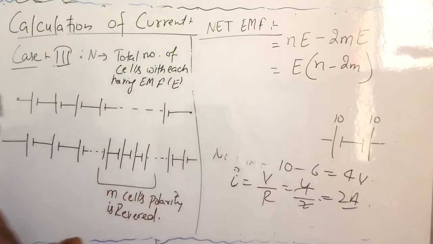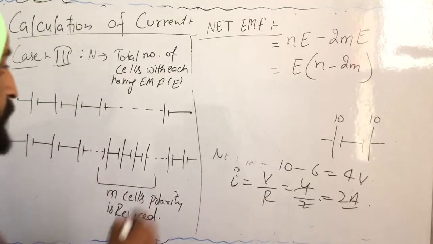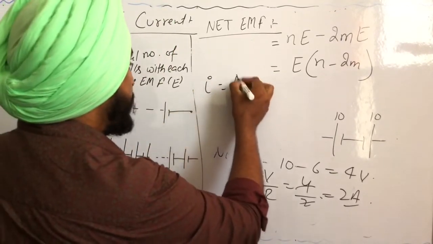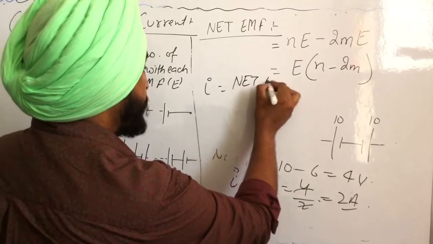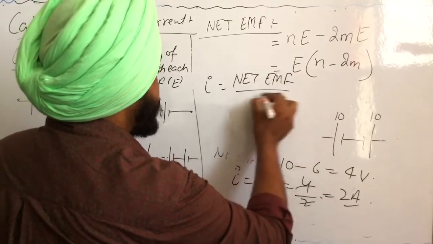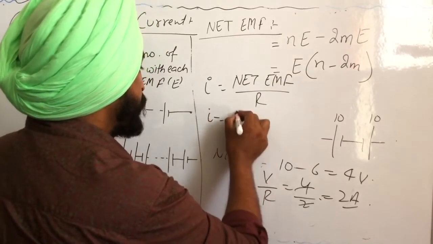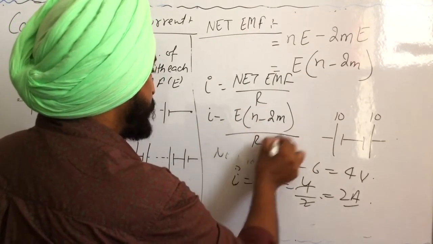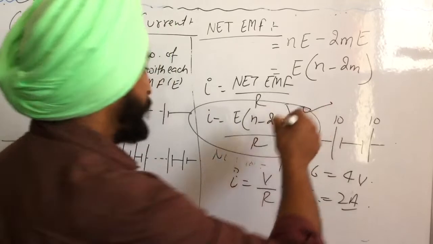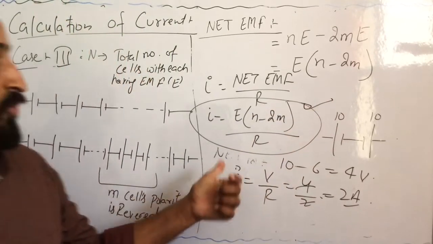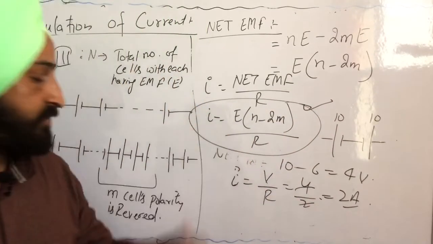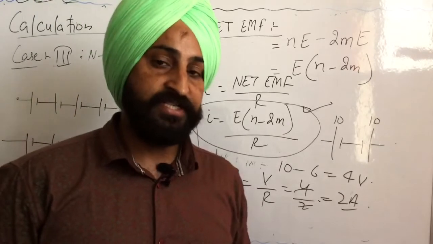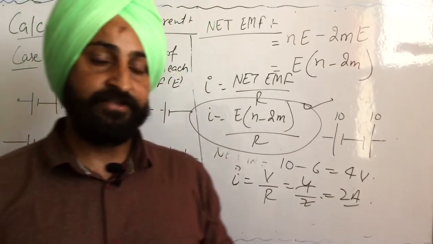Now if you want to calculate the current in this case, the current would be equal to net EMF divided by resistance. So I would be equal to E(n minus 2m) divided by R. You can substitute the values of E, n, m or R and get your answer of current. This is how to calculate the current in 3 different cases.